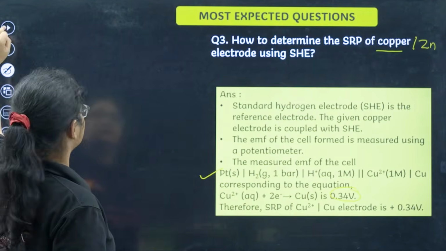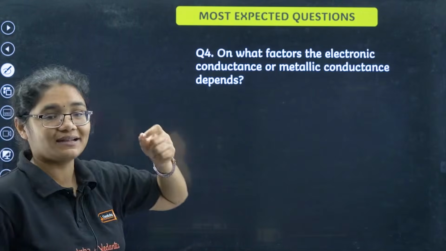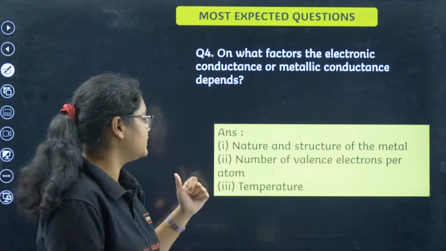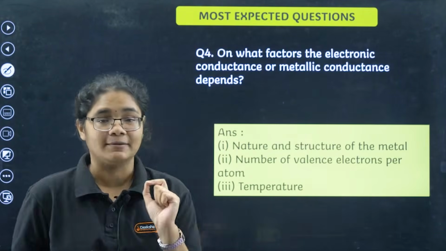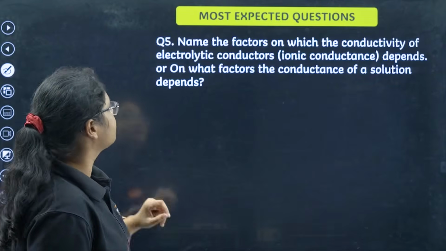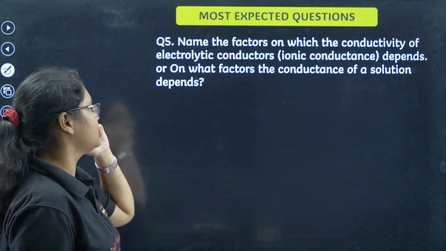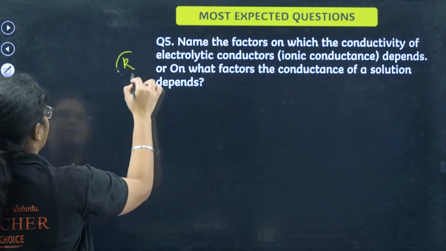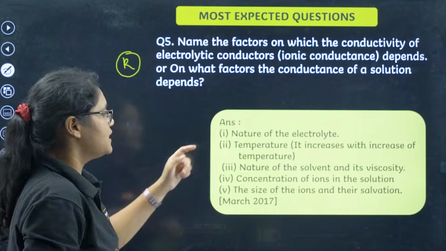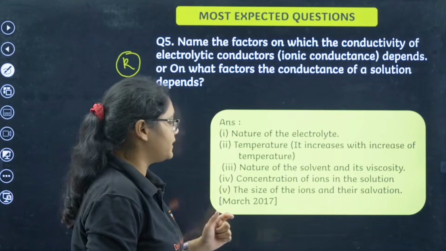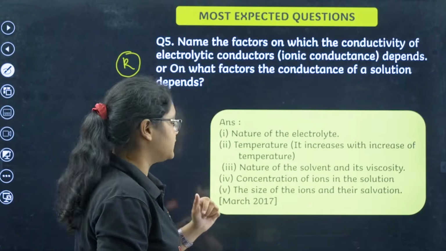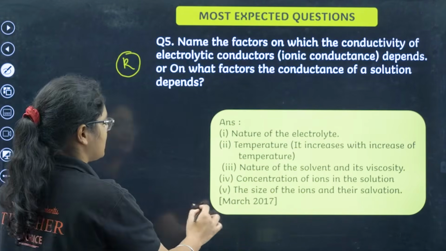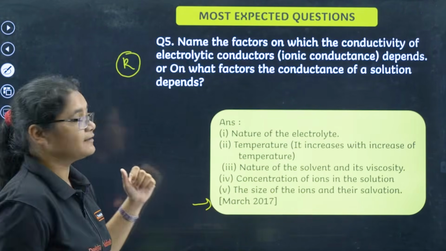Now coming to the next question, on what factors does metallic conductance depend? There are 3 factors: nature and structure of the metal, number of valence electrons, and temperature. Next we have, on what factors does the conductivity of electrolytic conductors depend? Conductivity means they are talking about kappa here. Kappa depends on what factors? Nature of the electrolyte, then temperature, nature of the solvent and its viscosity, concentration of ions, and the size of the ions. This question was also asked in March 2017.